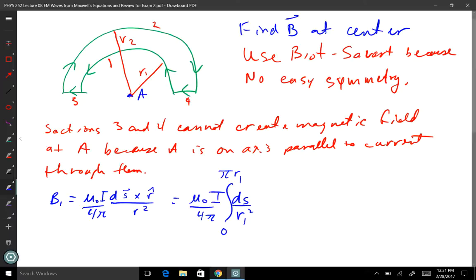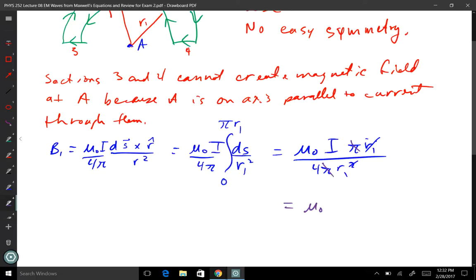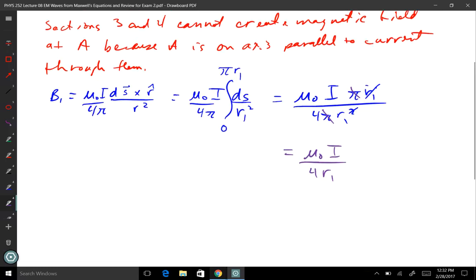Right. Yes, because the length of half a circle is 1/2 of 2 pi r, or pi r, and that was r1. And so if I multiply that through, that's going to give me mu naught I pi r1 over 4 pi r1 squared. Cancel one of the r1s, cancel the pi's. I have that. And then I do B2, and what do I get for B2? Yeah, you don't have to do it again. It's just going to be over r2, right? It's all exactly the same.